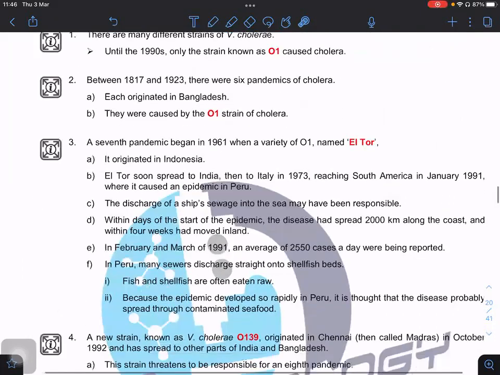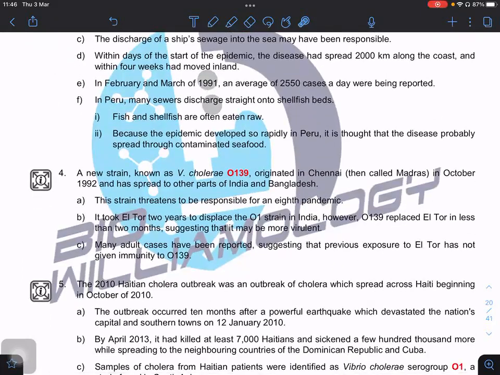But one thing I want to talk about is, you can see that it took El Tor 2 years to replace the O1, but O139 replaced El Tor in less than 2 months. So it's more virulent. And previously, those who had been exposed to El Tor now have no immunity to O139. So a question may give you this scenario and ask you to explain why. Comparing the El Tor strain and O139, you know that a major mutation has taken place already, okay? They changed the surface antigens, so we don't have immunity in this case. Can you see that? So it's the change in the surface antigens, okay?